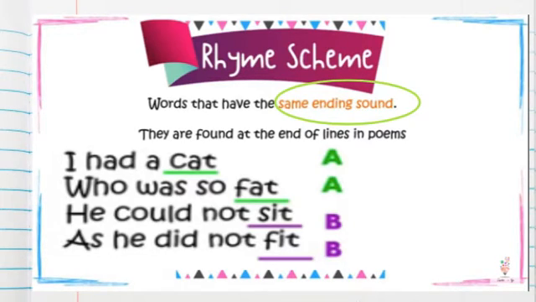Now, if I continued the poem and the next line rhymed with cat and fat, maybe it's sat, then the next line would be an A. Okay, but because this stanza only has 4 lines, the rhyme scheme in this stanza is AABB. All right, let's take a look at another example to make sure we understand that.